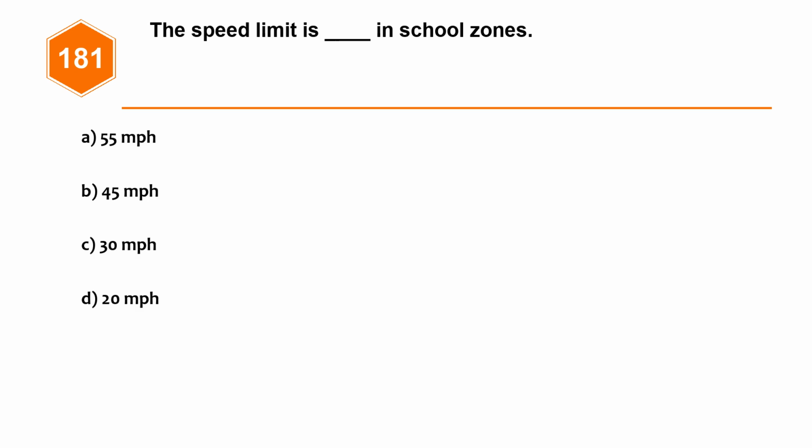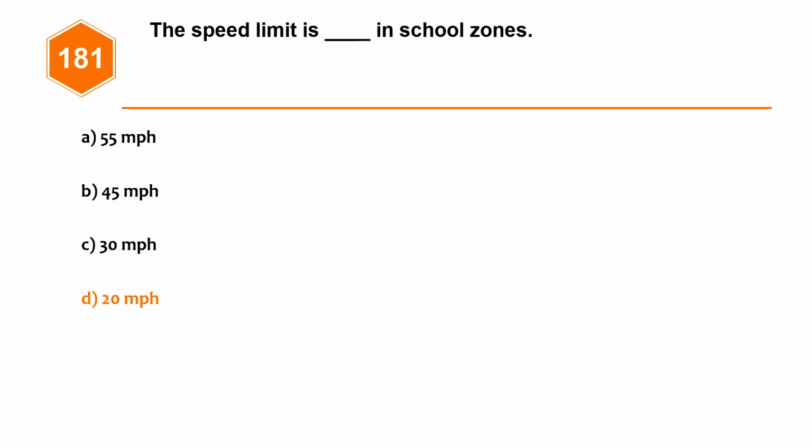Question 181. The speed limit is blank in school zones. Option A. 55 miles per hour. Option B. 45 miles per hour. Option C. 30 miles per hour. Option D. 20 miles per hour.